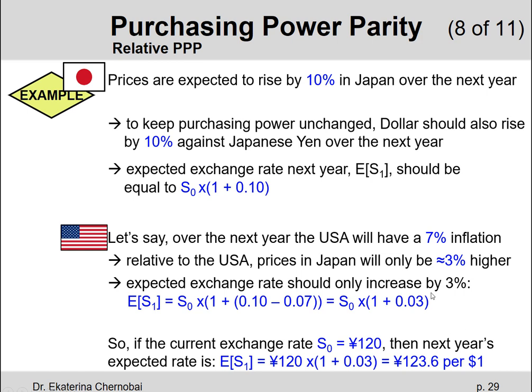So if in 1 year the exchange rate increases from today's 120 yen per dollar to 123.6 yen per dollar, you wouldn't care about all these price increases in both countries. Your dollars brought into Japan and exchanged into Japanese yen will allow you to buy the same amount of stuff in 1 year as they can buy you today. In other words, it will keep your purchasing power unchanged.